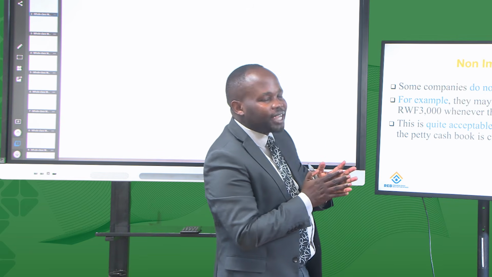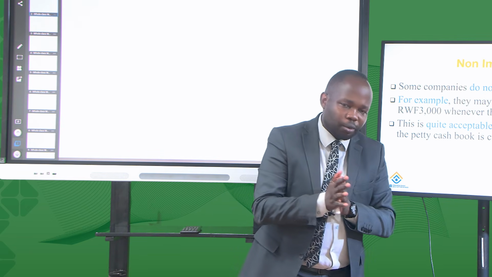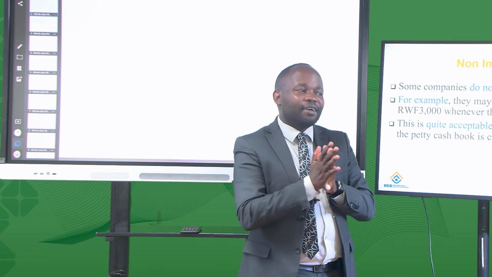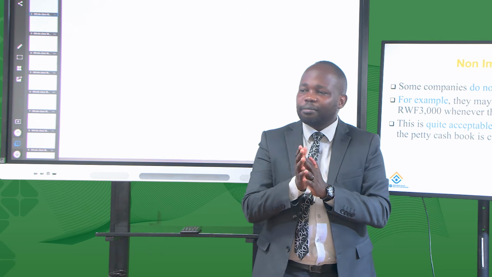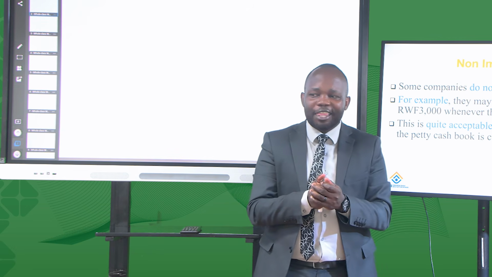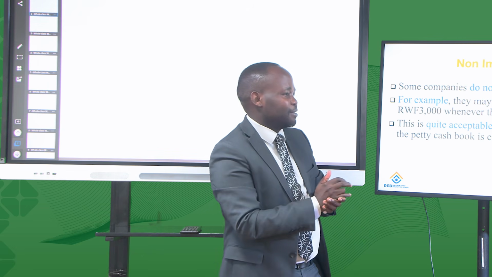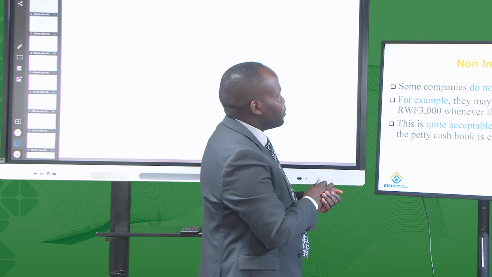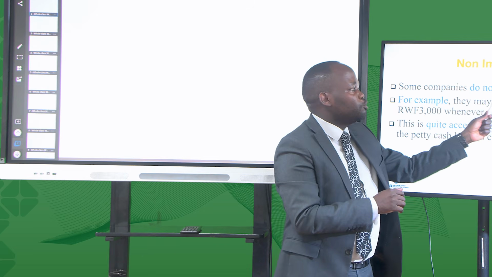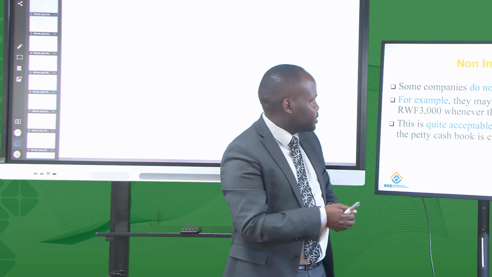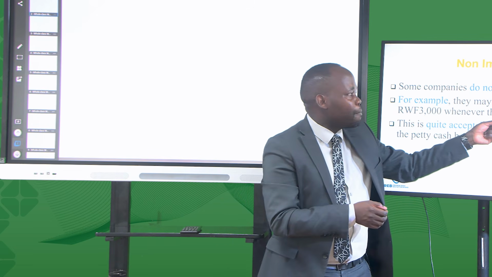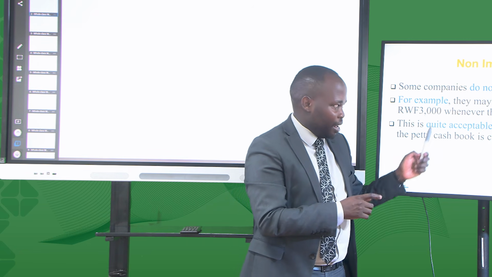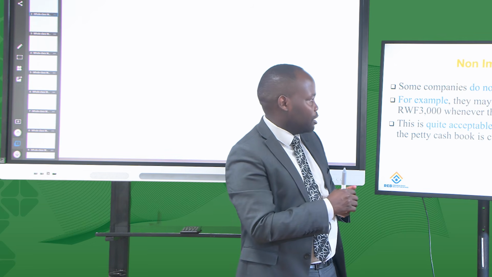Finally, sometimes we can operate without an imprest. It's advised that we have an imprest system, but sometimes we can operate without an imprest. Now, in operation without an imprest, some companies do not operate strict imprest systems. For example, they may reimburse petty cash with 3,000 whenever the float gets low.